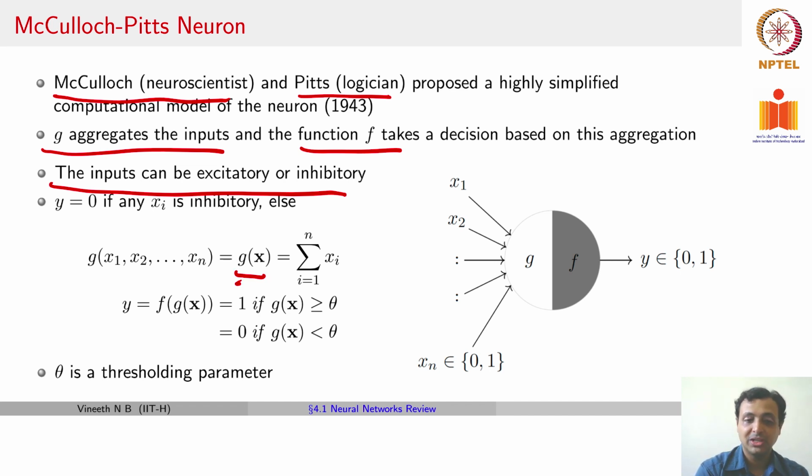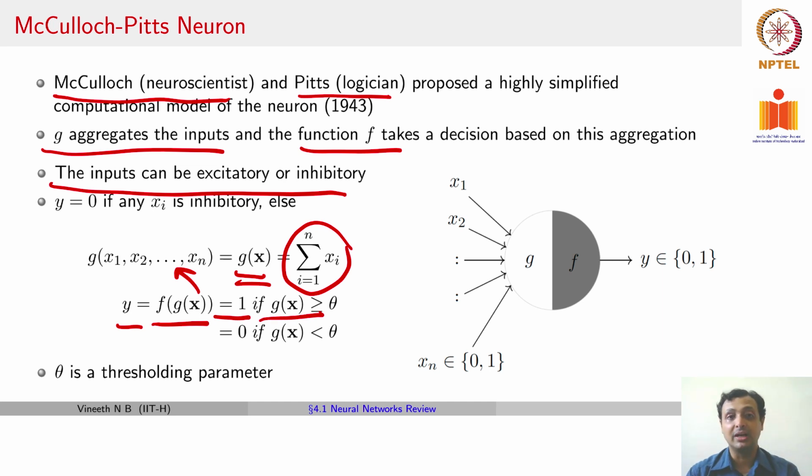So your g function was denoted as the summation over each of your xi's, and your final output y was given as f of g of x, where the vector x denotes n different dimensions in the input space, which was given by 1 if g of x was greater than a threshold theta, and 0 if g of x was less than that same threshold theta. This is what is illustrated here on the right.